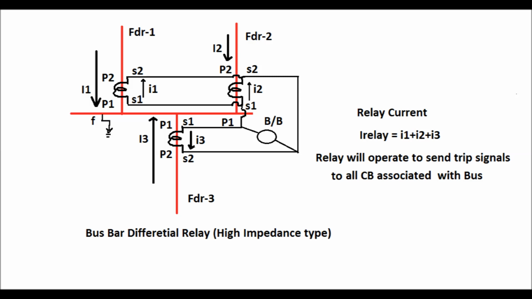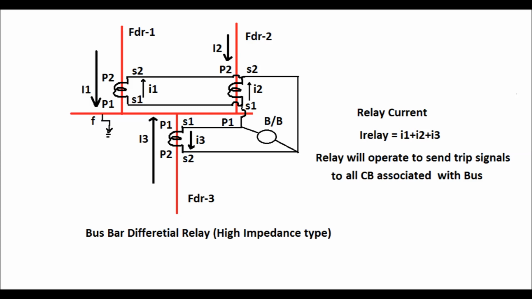Now consider if a fault occurs at point F on the main bus of the busbar, then the direction of the current in feeder 3 will reverse. That is, for feeder 1 and feeder 2 the current is flowing from P2 to P1 as I1 and I2 respectively, and for feeder 3 it will also be P2 to P1 and the magnitude of the current is I3, and the secondary currents, which are replicas of the primary, are small i1, small i2 and small i3 respectively for feeder 1, feeder 2 and feeder 3.